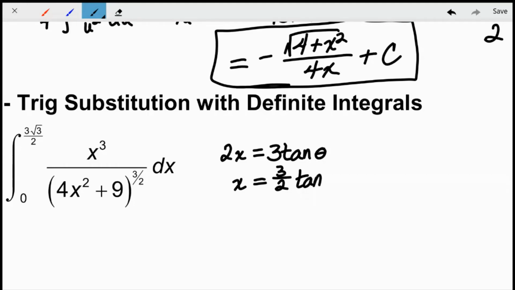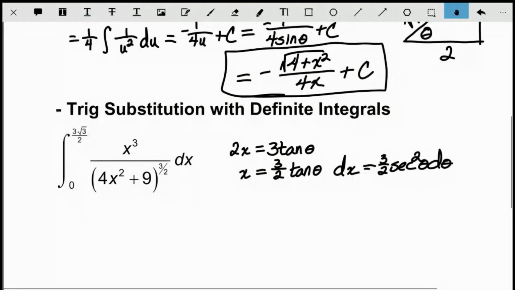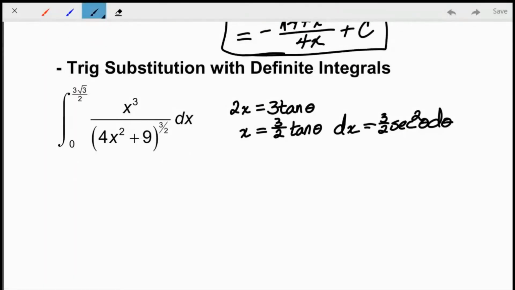Okay, so that's the substitution that I'm going to use. I also know that dx is equal to 3/2 secant squared theta d theta. Okay, so there's my substitution that I'm going to use. Now, keep in mind we've got a definite integral, so we've got to deal with these limits of integration. But when I do my substitution here, this whole thing is going to become the integral, and I'm going to deal with the limits of integration here in just a second. But x cubed would be 3/2 cubed is 27 over 8. And then tangent cubed.